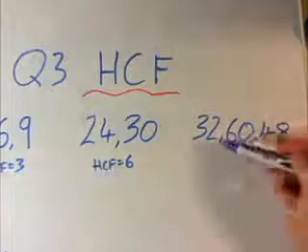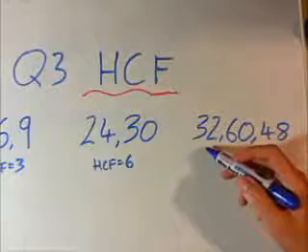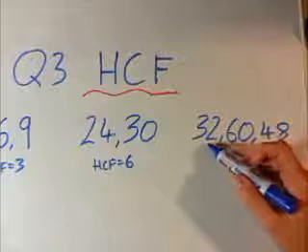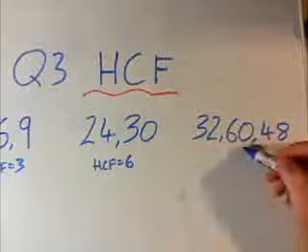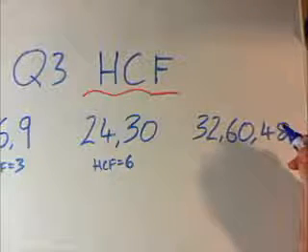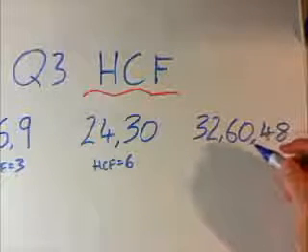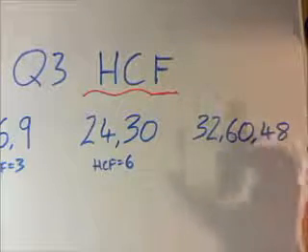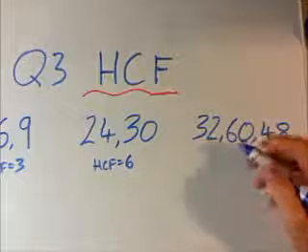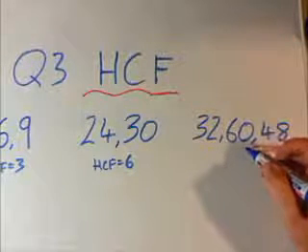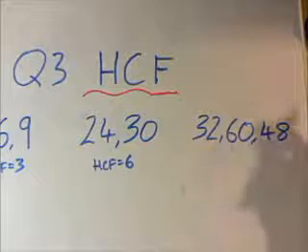Let's look at the smallest number here, 32. And let's look at the highest factor of 32, which is 16. Now, does 16 go into 60? It doesn't, so we discount 16. Now, let's try, what other numbers go into 32? Let's try 8, because 8 times 4 is 32. Now does 8 go into 60? Well, it doesn't, because 8 times 8 equals 64. So we can discount 8 now.